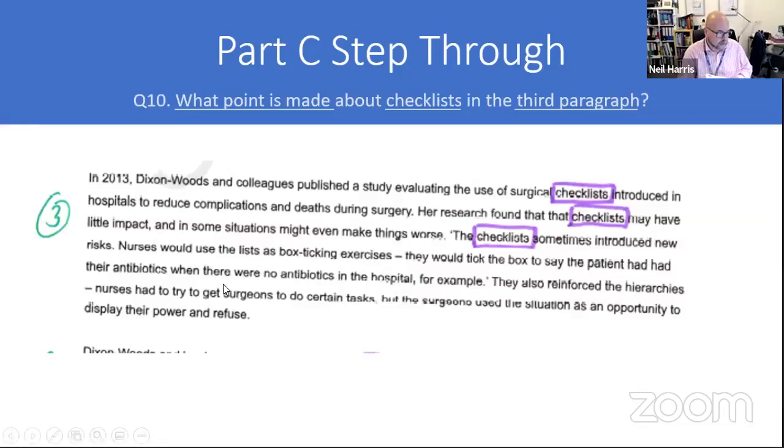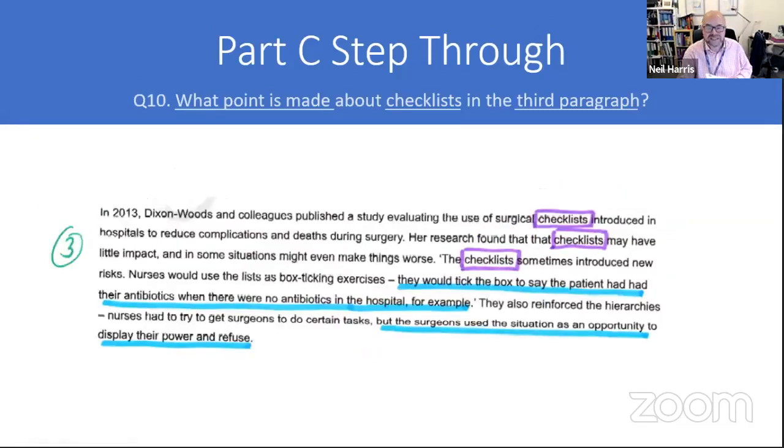They also reinforce the hierarchies. Nurses had to try to get surgeons to do certain tasks, but the surgeons used the situation as an opportunity to display their power and refuse. So there's a second problem with the checklists. They seem to make the order of staff, the hierarchy, the surgeons at the top, the nurses beneath them, and the surgeons use this to show their power. Yeah, checklists don't seem to be very popular, do they?